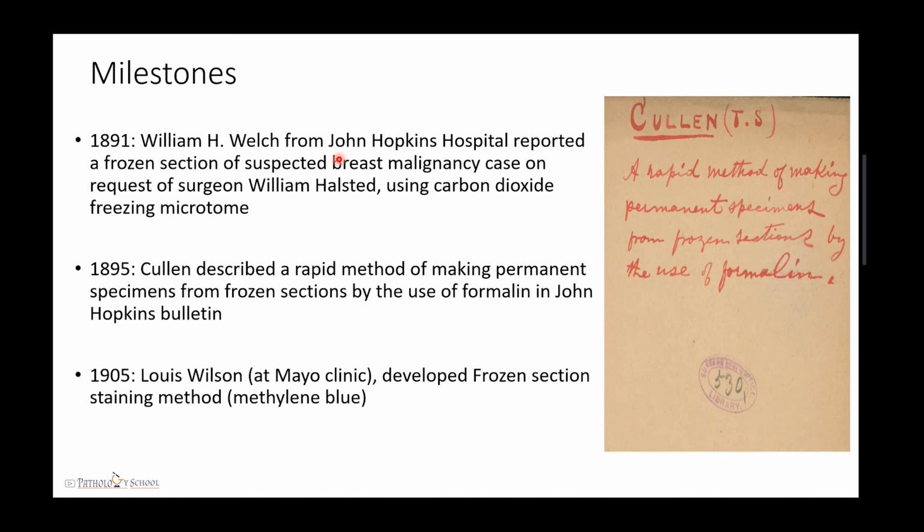We'll just take a look at the milestones. It was in 1891 when William H. Welch from Johns Hopkins Hospital reported a frozen section of a suspected breast malignancy case on request of surgeon William Halsted, and at that time he used carbon dioxide as the freezing agent. Then later in 1895, it was Cullen who described a rapid method of making permanent specimens from frozen sections by the use of formalin, and it was printed in the Johns Hopkins Bulletin.